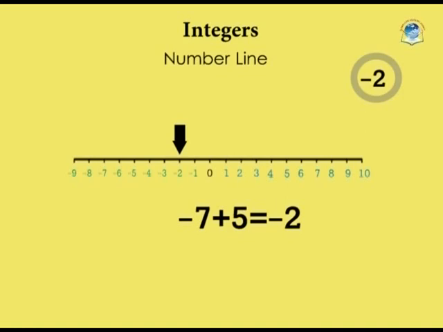Let's try minus 5 plus 9. From 0, we move 5 steps leftwards. That is 1, 2, 3, 4, and 5. And then 9 steps towards the right. 1, 2, 3, 4, 5, 6, 7, 8, and 9. The answer is plus 4, but we don't write the positive sign.